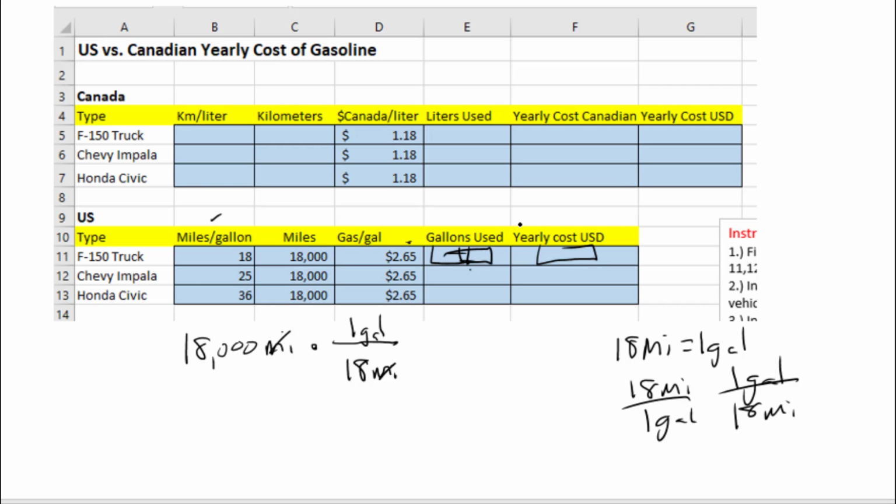I'm going to use that to figure out the yearly cost because gas is $2.65 per gallon. So I'm going to have the number of gallons that I use in a year times dollars per 1 gallon. The gallons cancel, so it's just the number of gallons I used times 2.65, and that's going to give me dollars, which is what I want.